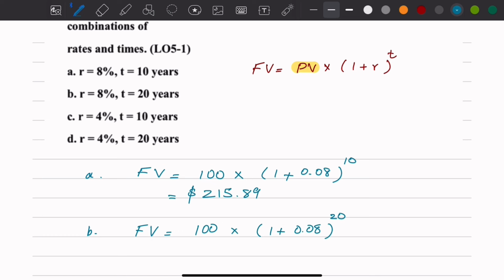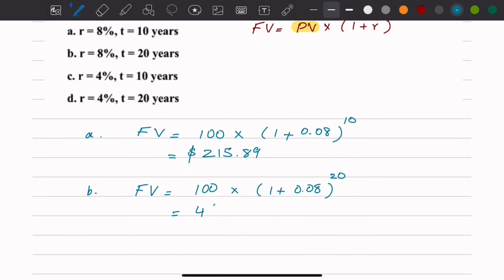And the answer is $466 and approximately 10 cents. It's in my calculator is 0.0957, so I'm going to round it up to 10 cents. So if I invest $100 at a rate of return of 8% for 20 years, my $100 is going to grow to $466.10. Okay, so that's the answer to part B.